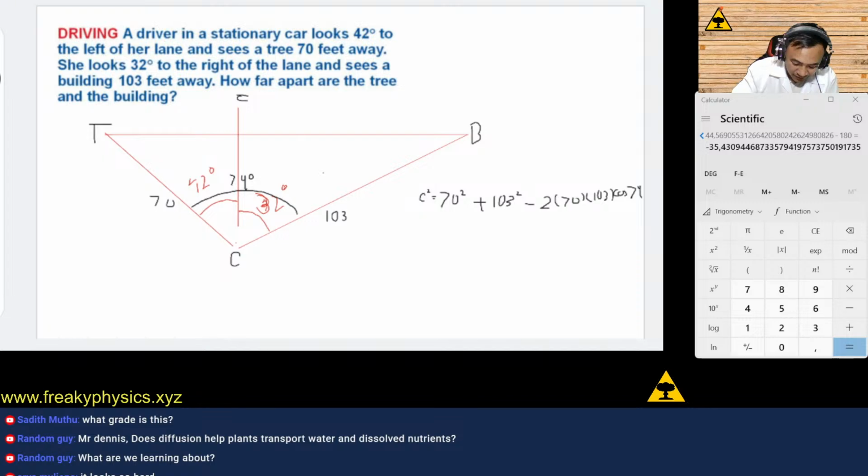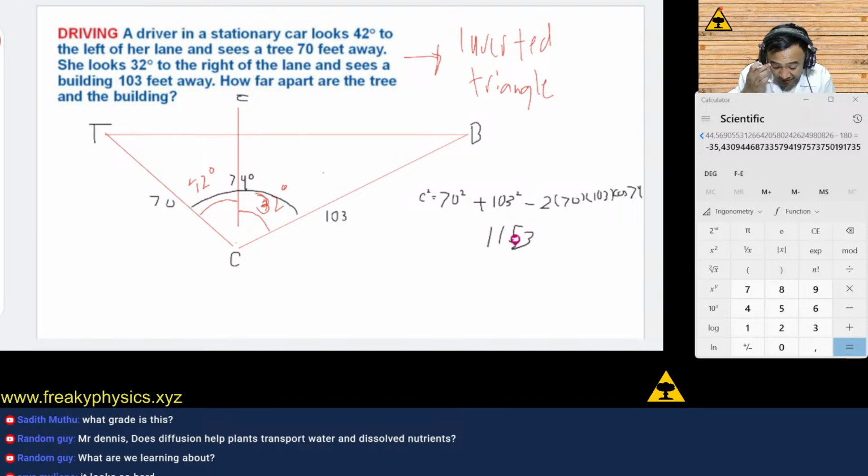Whenever you're dealing with these kinds of problems, remember the easiest way to do this is to always have an inverted triangle. That's a big number. It should be a big number if you think about it. And now you square root it, because this little guy is also squared. So c equals 107.4. And I'm going to say that's correct.